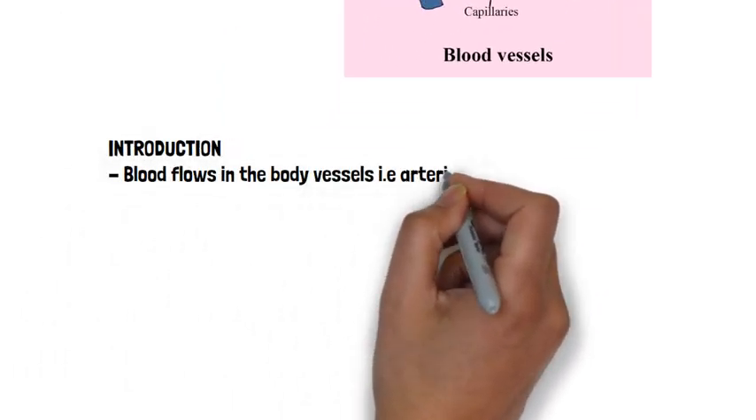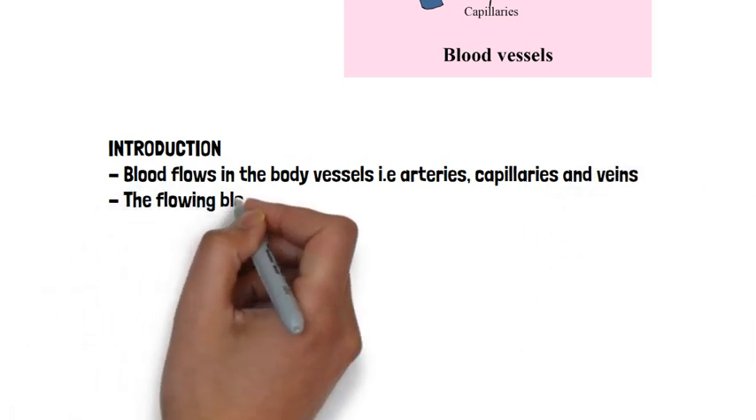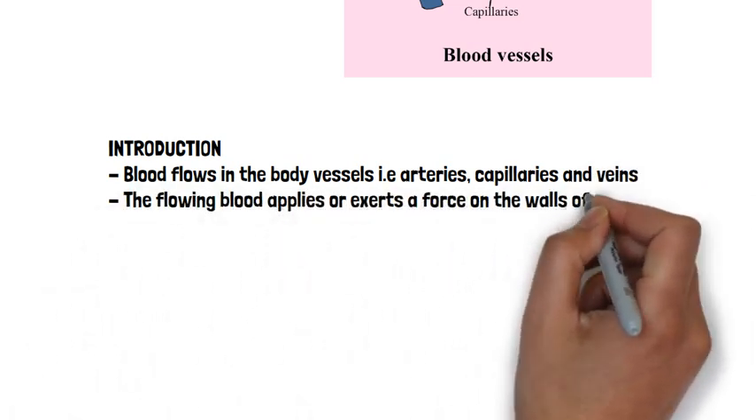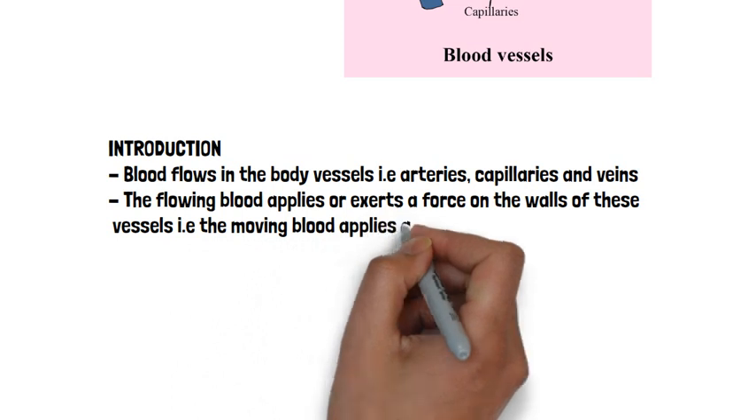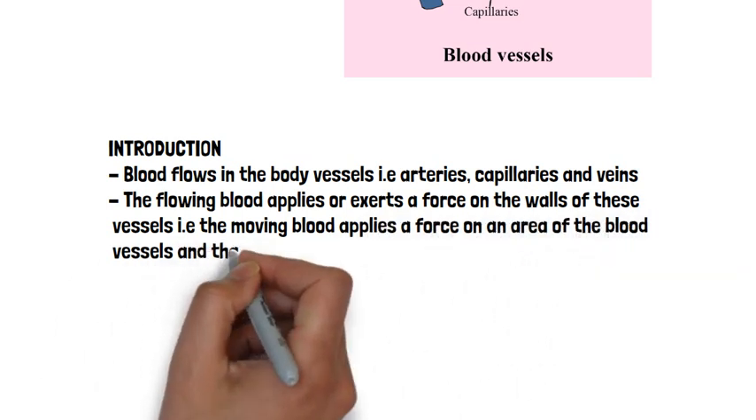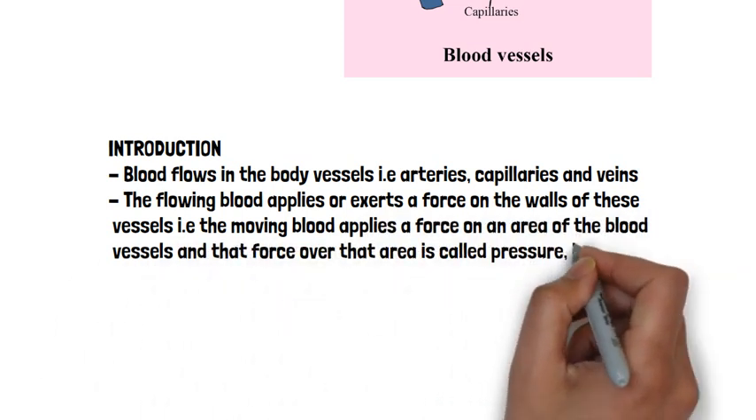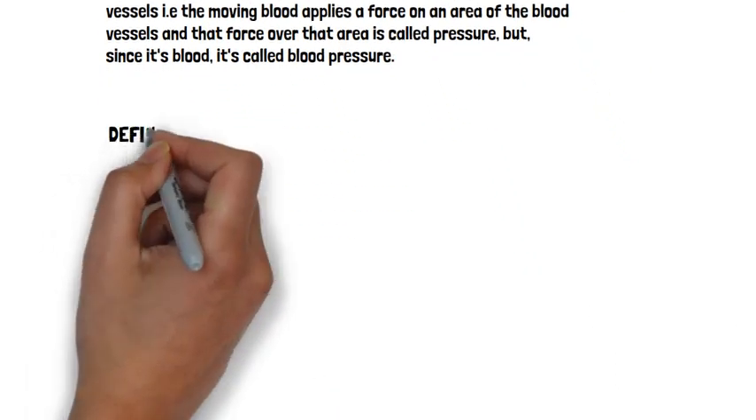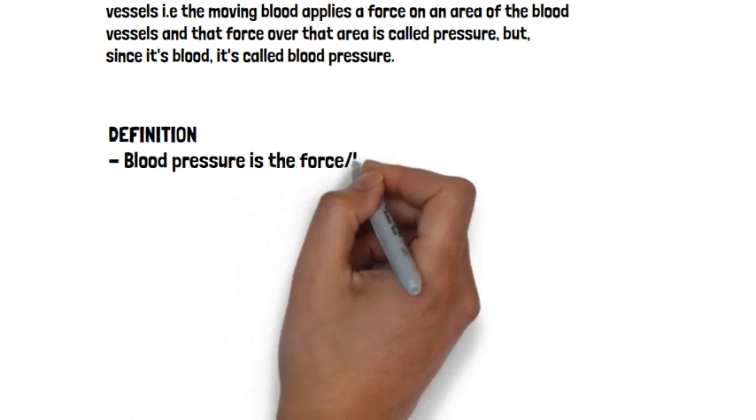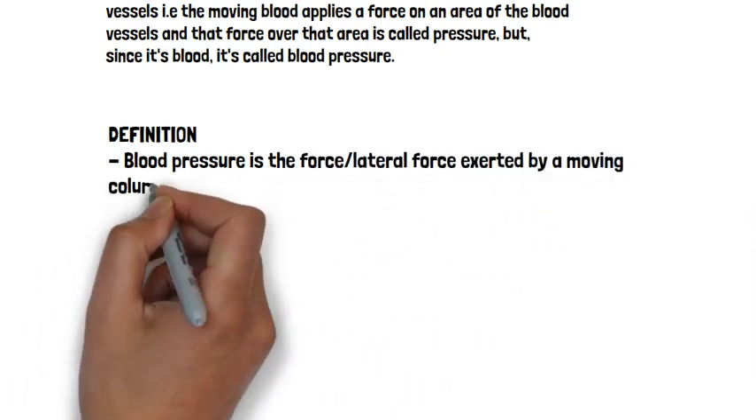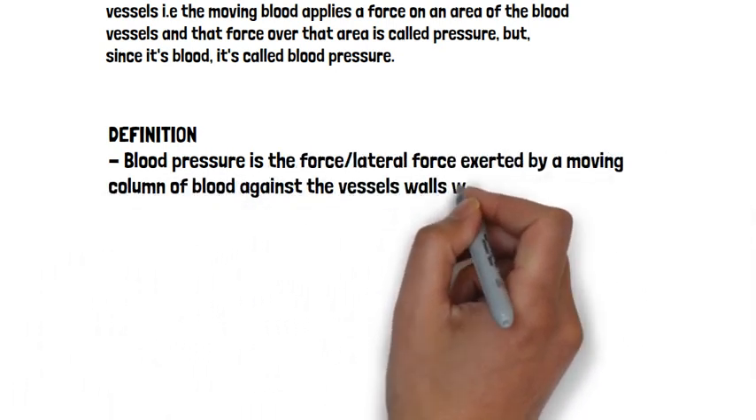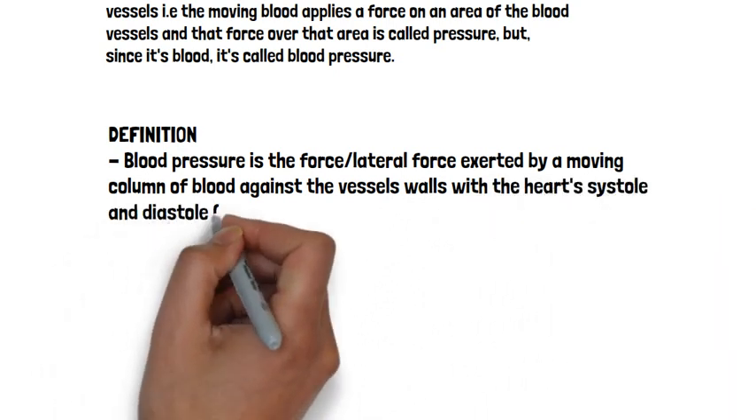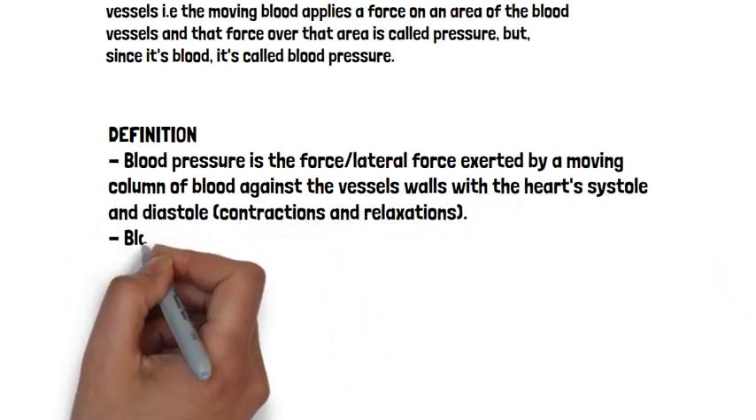This flowing blood exerts a force on the vessel walls. In other words, the moving blood exerts a force on an area of a blood vessel, and that force over that area is termed pressure. But since it's supplied by blood, it's called blood pressure. So therefore, we define blood pressure as the lateral force exerted by a moving column of blood on the vessel walls with the heart systole and diastole.